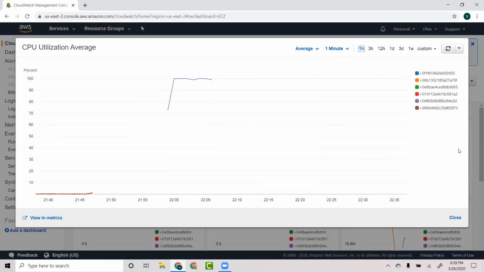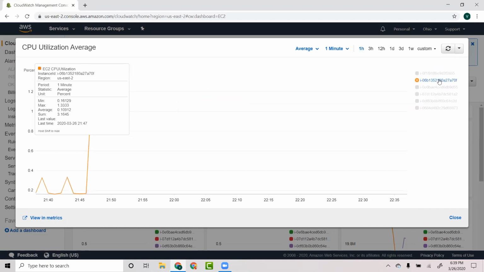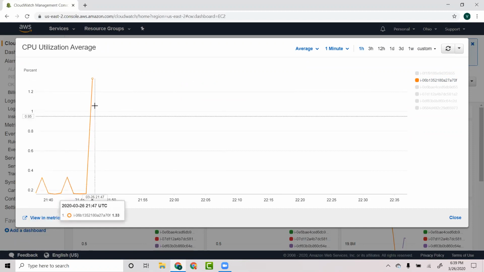So this is giving you the graph of the CPU utilization in the last 1 hour. It's taking the data point of every 1 minute. Take a look at this one. Take a look at this guy. This is orange. This particular instance graph started from 0.2% all the way to 1.2.